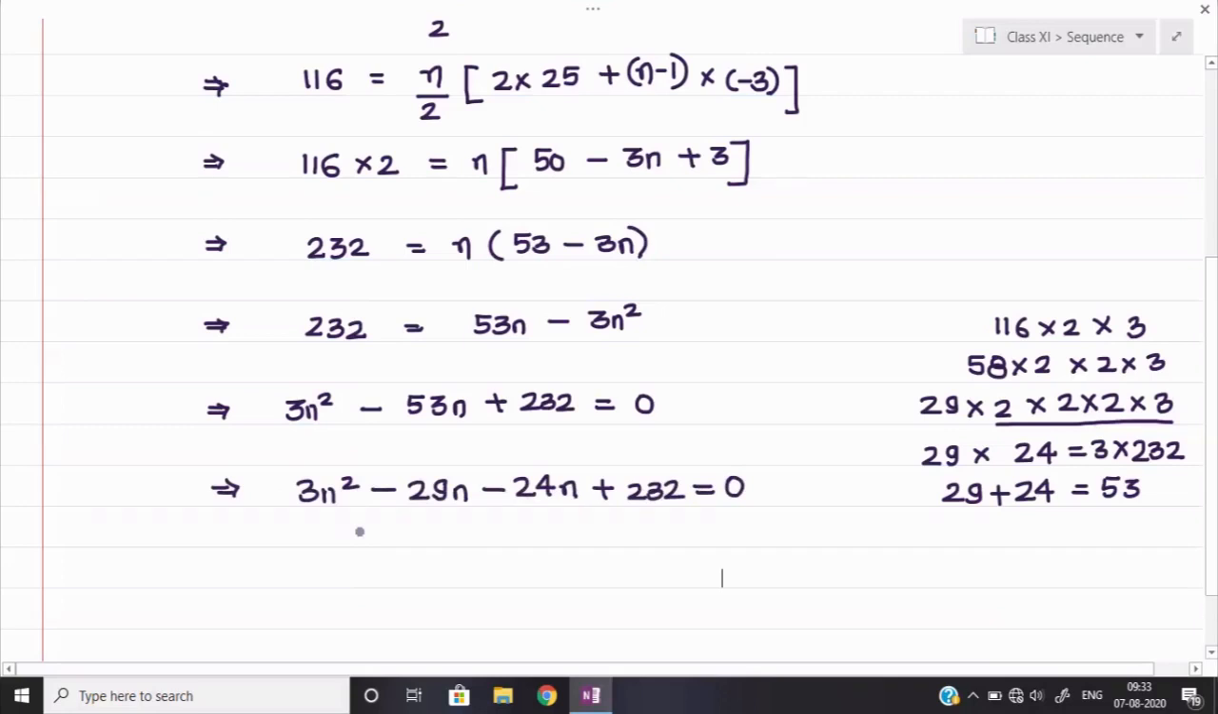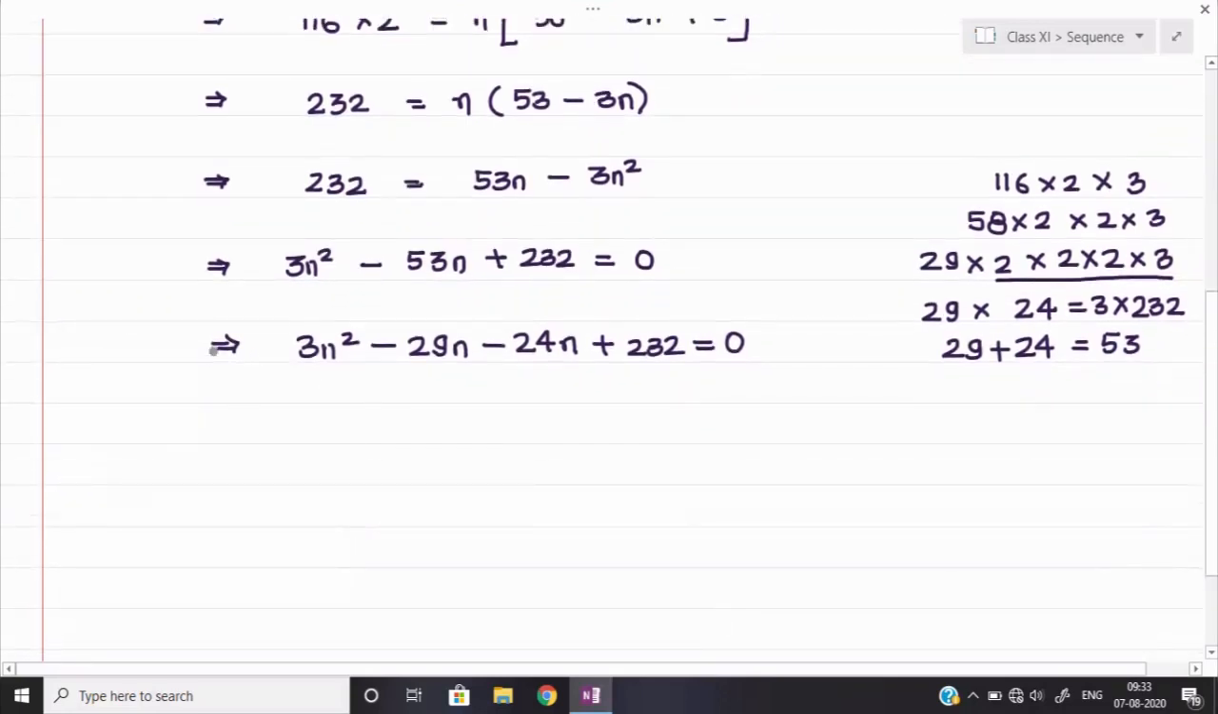Now from 3n square and 29n we cannot take anything common except n. So only n I am taking common. So here it will remain 3n minus 29. And from 24 and 232, what can be taken common? We know that the factors of 24 are 2 into 2 into 2 into 3. And observe, in 232 we can leave the 3 here.